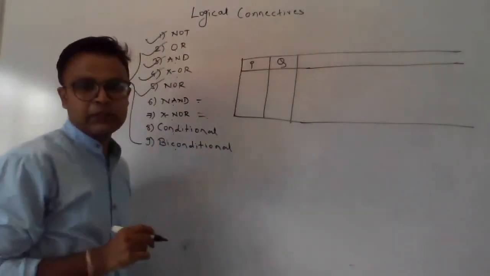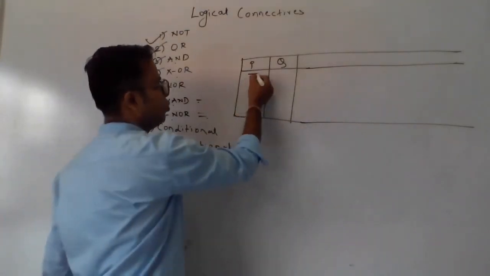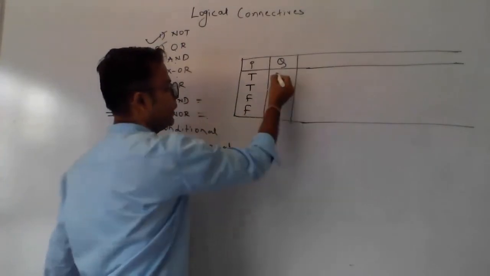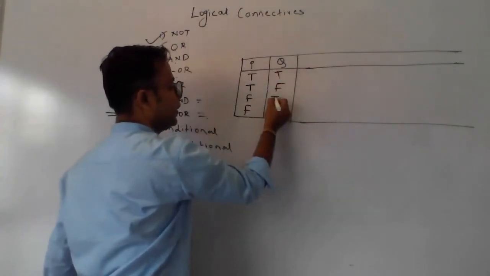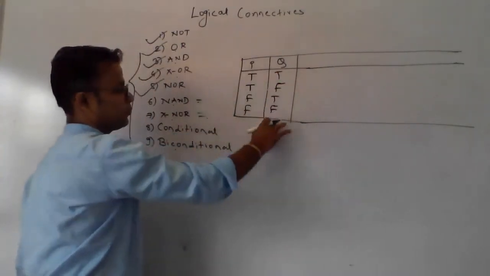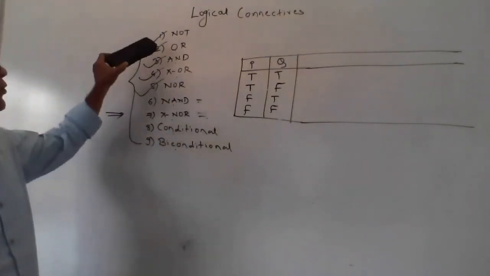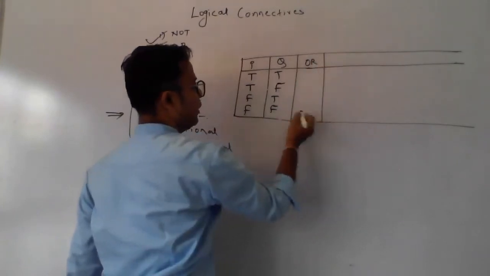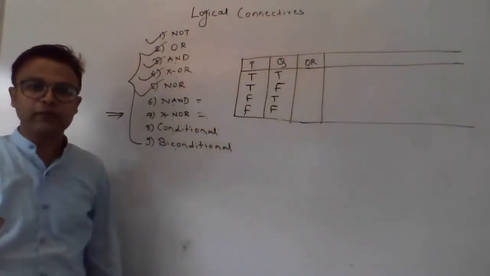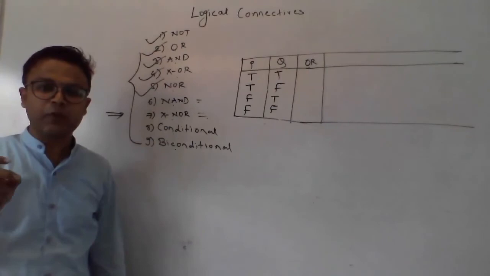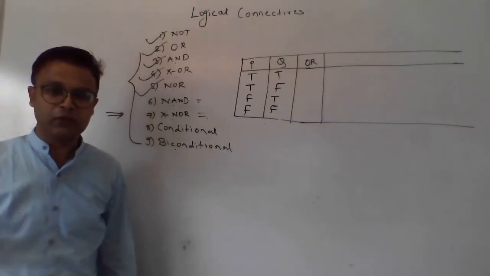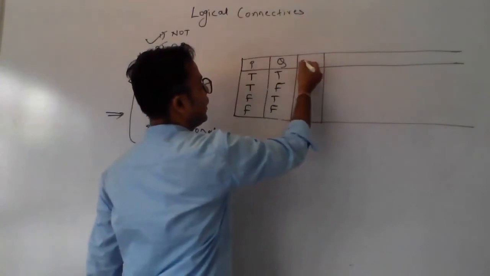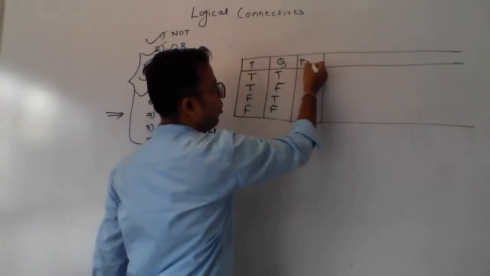If we have two statements P and Q, then the possible truth values are what? 4, that is P: T, T, F, F, then Q: T, F, T, F. Okay. Then the first one is your OR. We know that OR is true whenever at least one operand is true, otherwise it is false. So OR means P or Q.